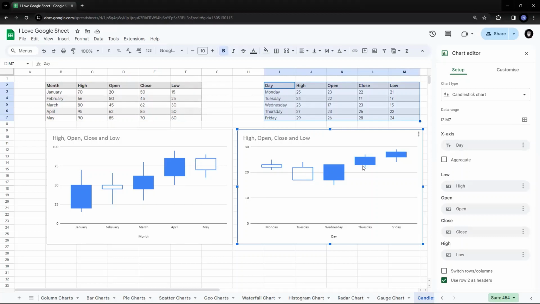Yes, guys, hope you'll use this chart the maximum amount of time when you want to analyze your data and come out with your own interpretations. Yes, thank you so much.